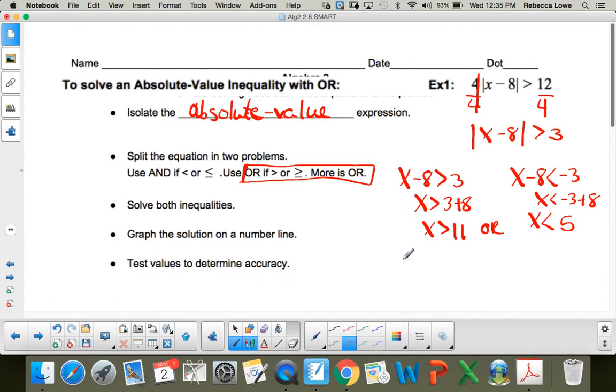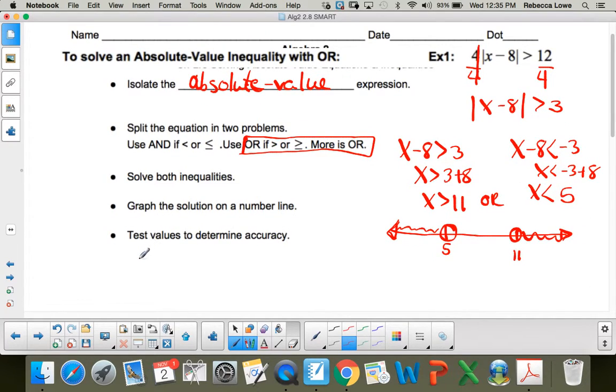So we are going to graph this, and then we'll do a test value to see how it works. So x is less than 5. Well, 5 would be on this side. Open circle, shading to the left. 11, open circle, shading to the right. So anything in the shaded region is a possible solution.